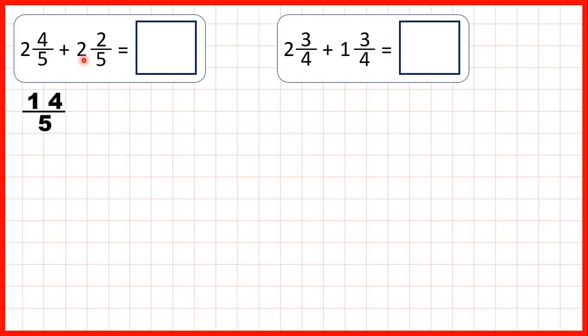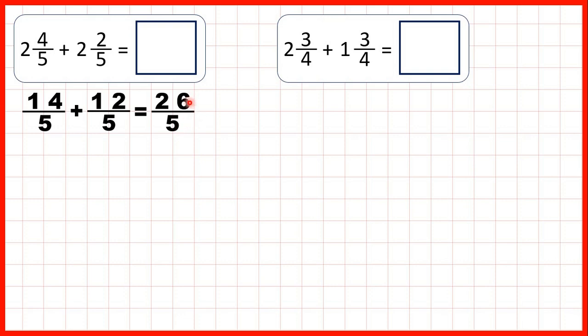And we need to add 2 2/5, but we can change that to an improper fraction as well. 2 times 5 is 10 plus 2 is 12, so that's 12/5 as an improper fraction. Now we know that when we add fractions, the denominator stays the same in our answer, and 14 plus 12 is 26. So as an improper fraction, our answer is 26 over 5, or 26/5.